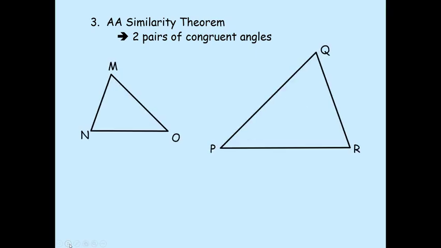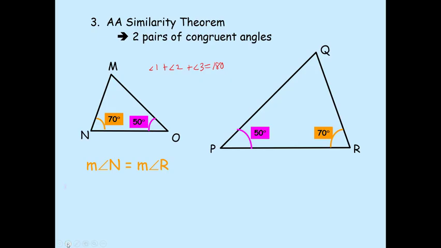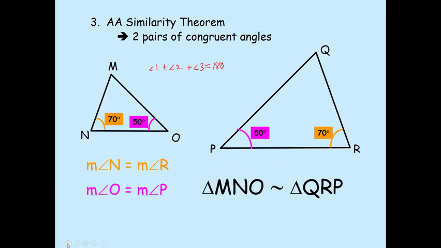Okay, let's look at angle angle. This one makes a lot of sense because remember that your angles, angle 1 plus angle 2 plus angle 3, have to add up to be 180. So if you get two matching angles, then you know the third will match, also be the same or congruent. Okay, so if this is 70, R is 70. Okay, great. O is 50, P is 50. Fantastic. Then we know that these two triangles are similar.